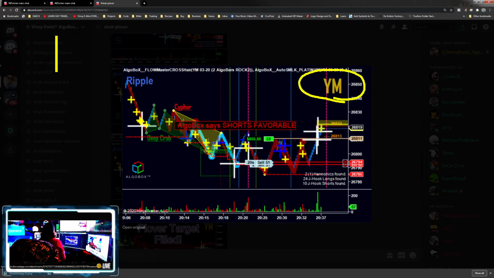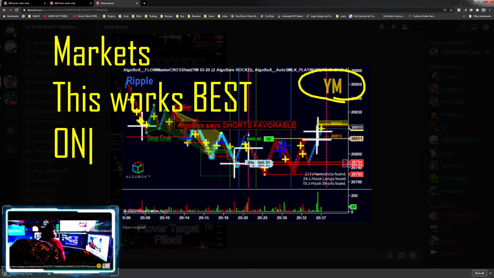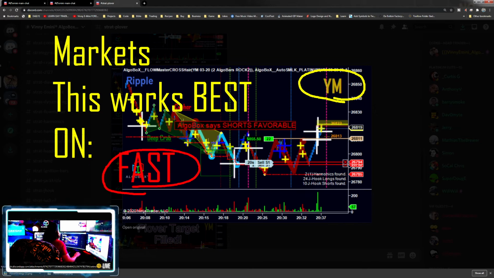Let's talk about markets that this works best on. In our case, we have the NASDAQ. The big one for us is NQ. NQ is the number one instrument that we're going to be looking for a plover on. This is going to move fast, move quickly, and we want to see that burst and move, pow pow, take your money, hit very quickly in and out on this type of style.